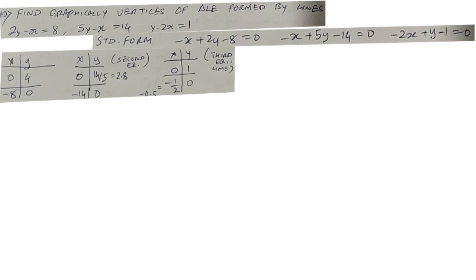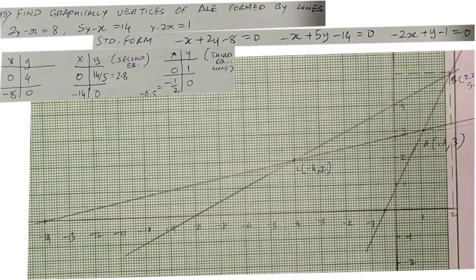That means y is equal to 4. So 0 comma 4 is 1 point for the first line. What is the second point? Put y is equal to 0. You'll get x is equal to minus 8. So that is the second point. Okay. For the second line, if I put x is equal to 0, I'll get 5y minus 14 equal to 0, or y is 14 by 5. What is 14 by 5? It is 2.8. Okay. So 0 comma 2.8 is another point.